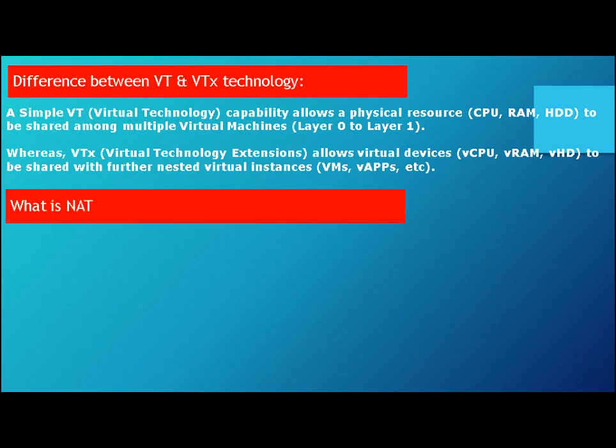So the next term we need to understand is NAT. What is NAT? Network Address Translation. It's the full form of NAT. Now, what is NAT and why do we require it in this particular Hyper-V nested virtualization?